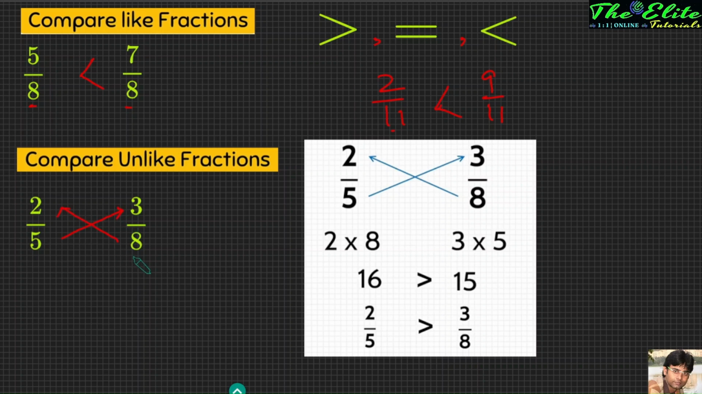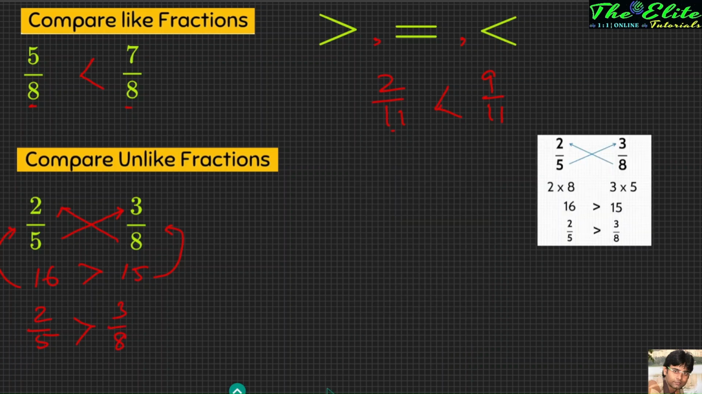And what we do here is we rewrite these fractions as equivalent fractions. So here, see, simply 8 times 2 is 16 coming up. And here 5 times 3 is 15 coming up. Which number is greater, and to which side? Okay, the number 16 is greater than 15, and 16 is on the side of 2 over 5, 15 is on the side of 3 over 8. So 16 is greater, so we can easily write that 2 over 5 is greater than 3 over 8. Okay, this is one method.